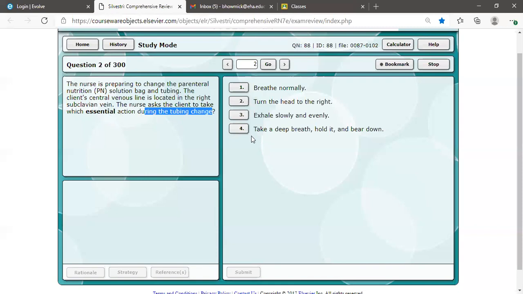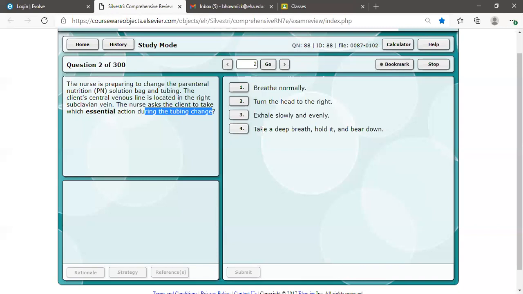We have to know the technique or some maneuver that is important when you're dealing with the patient, especially when changing. So they said: breathing normally, turn the head to the right, exhale slowly and evenly. Number four, take a deep breath, hold it, and bear down. It is the procedure because one of the important terminologies is called the Valsalva Maneuver. So when we deal with a patient like this, we always have to follow the Valsalva Maneuver.